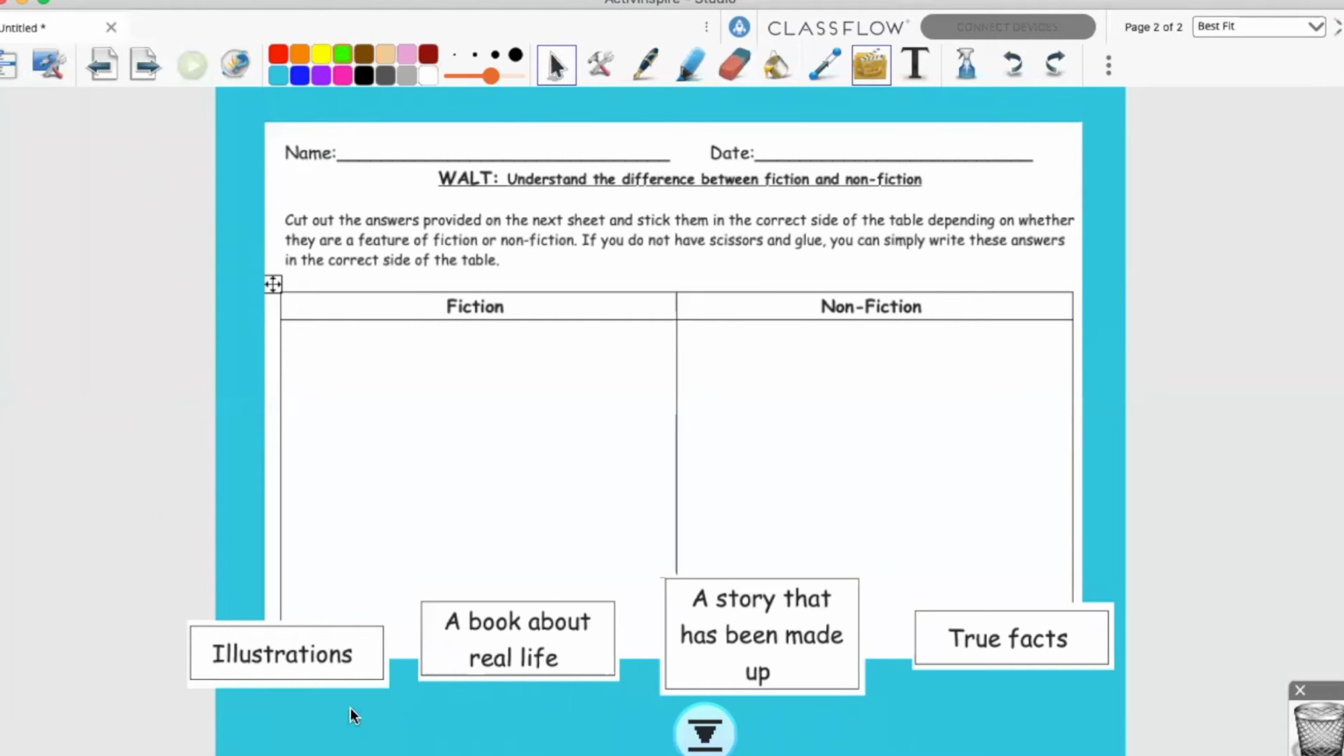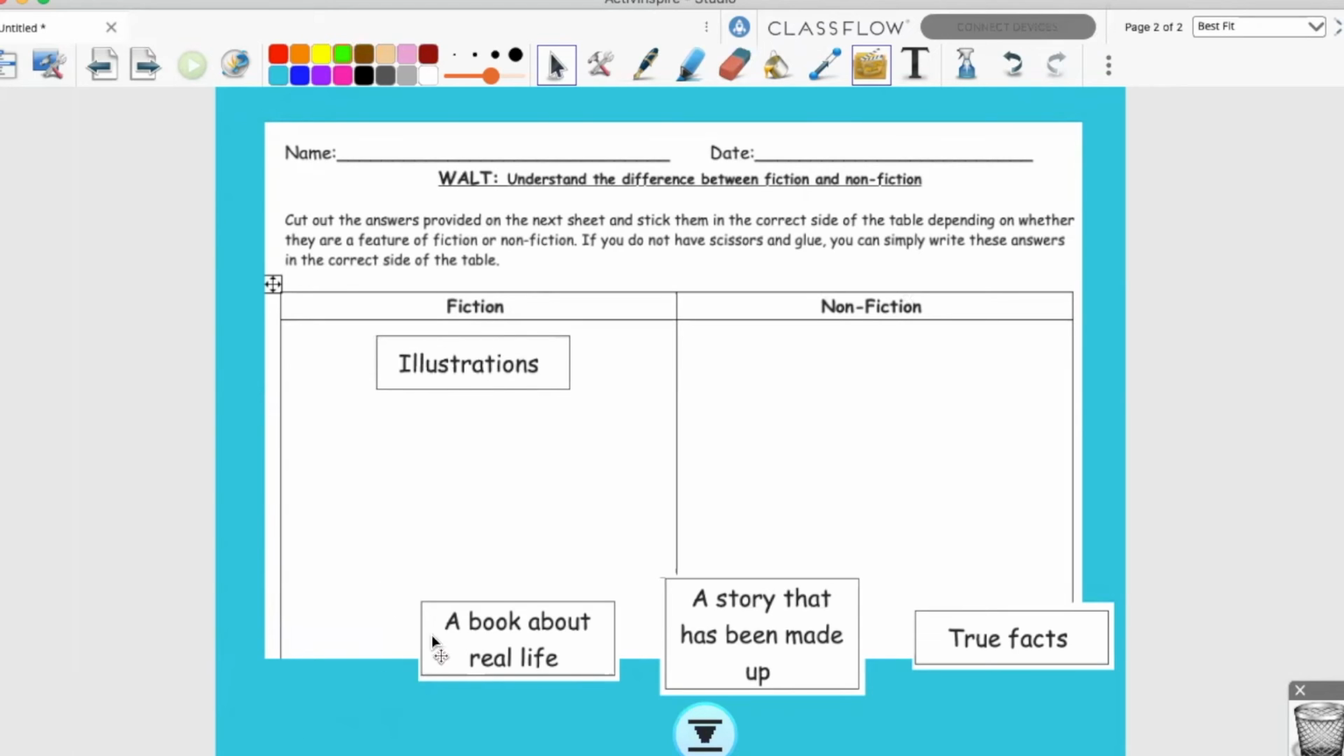Let's have a look. So my first one here are illustrations. Illustrations are drawings that people have drawn. They're not photographs, they're not diagrams, they're just pictures. Do you think you'll find that in fiction or non-fiction? I think you find them in fiction books, in storybooks.